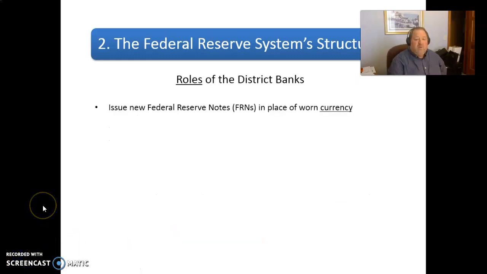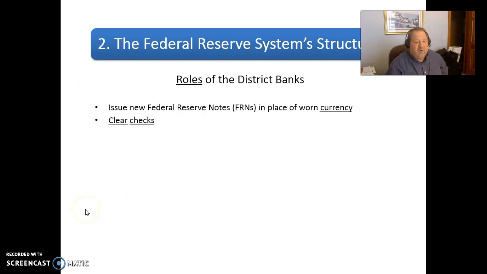So what do the 12 district banks do? Well, one of their prime responsibilities is that they distribute new Federal Reserve notes. They replace worn-out currency with new bills. In fact, had we been able to go to the Federal Reserve Bank in Chicago, one of the souvenirs they give you is a bag of shred, which is basically worn currency that's been shredded, because when old currency comes in, they replace it with new.